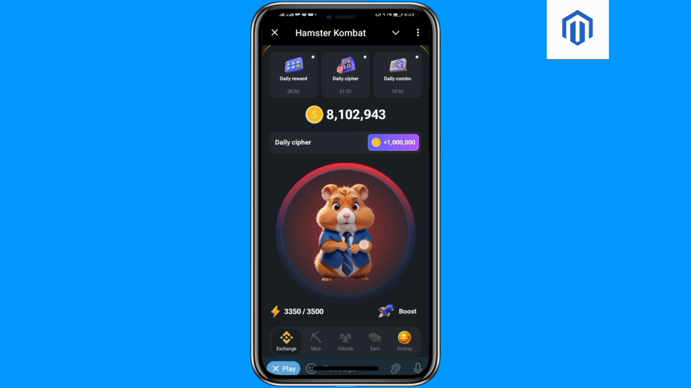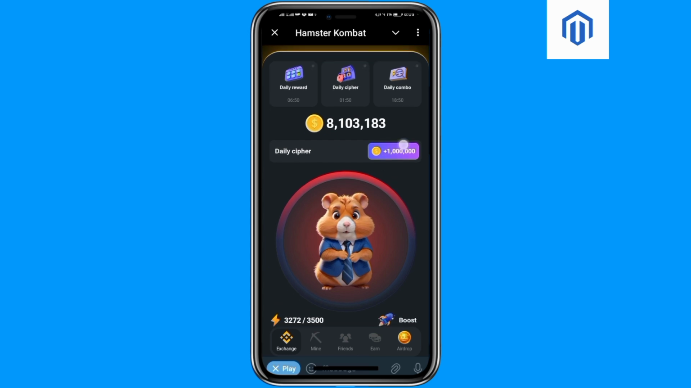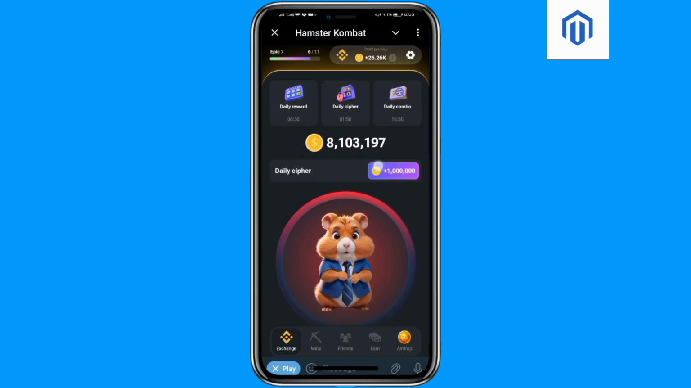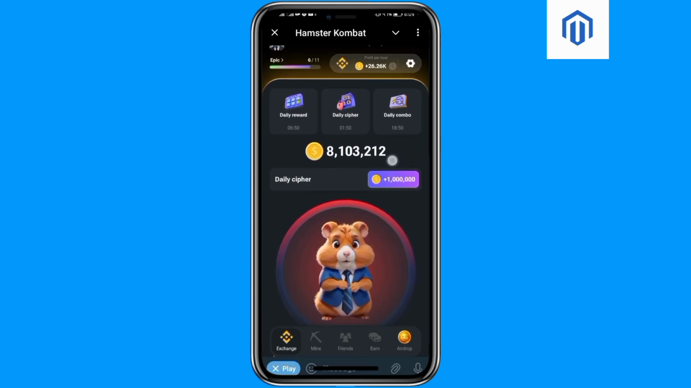But as for today, there's no daily sci-fi code. But if there was a daily sci-fi code, I would show it to you. But this is basically what you use to write the daily sci-fi code. If you click and hold, you're writing a bar. If you click once, it's more like a dot. Okay, so mix them up to write the daily sci-fi code, and it will add for you 1 million coins on every daily sci-fi you make.